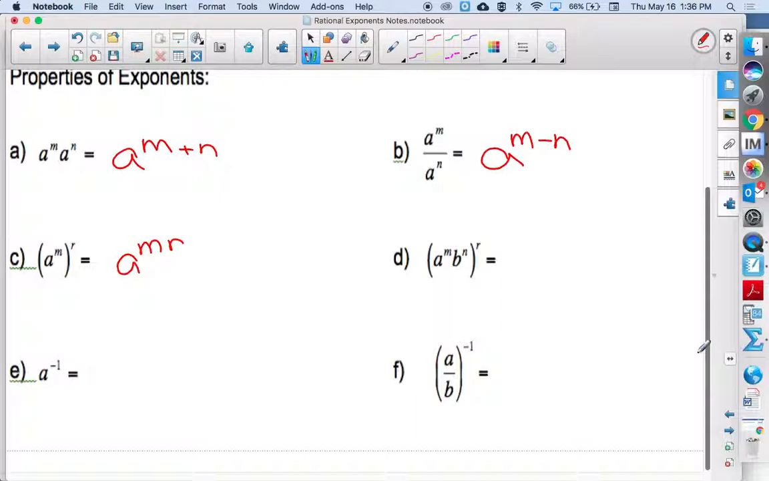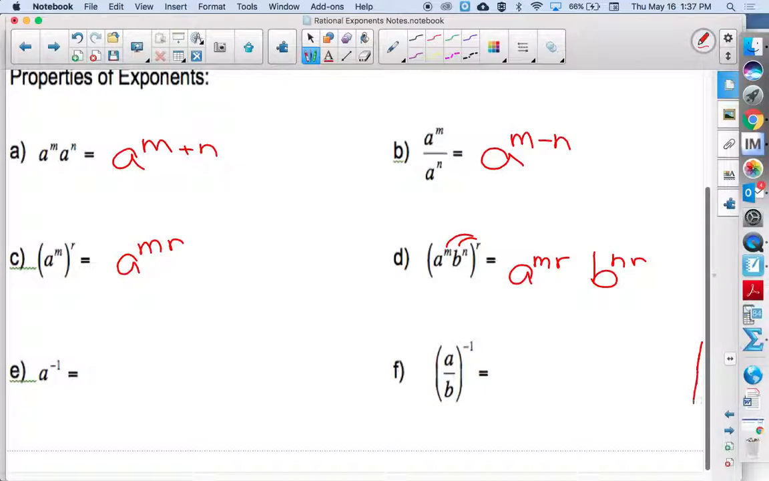Virginia, letter D, when you have 2 different bases with powers. Yeah. So that r distributes to the exponents, and it goes with the m and the n. So the exponents don't have to be the same. The bases don't have to be the same. That little power on the outside just distributes through.